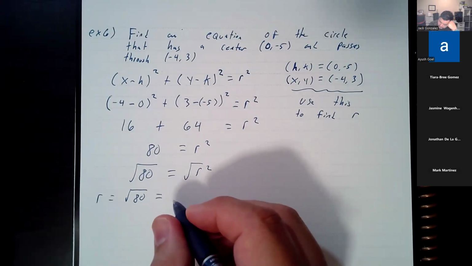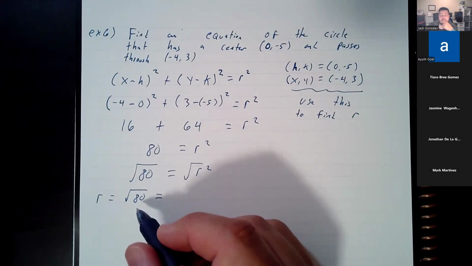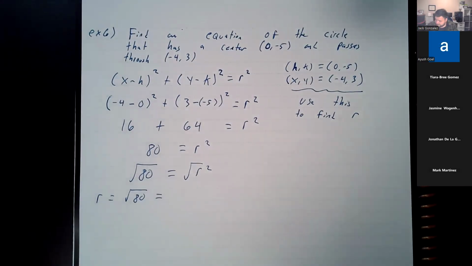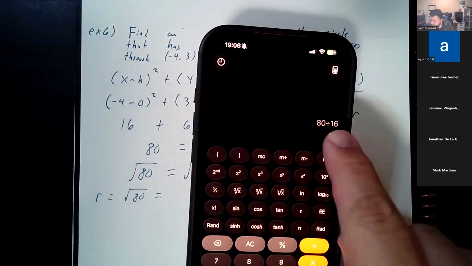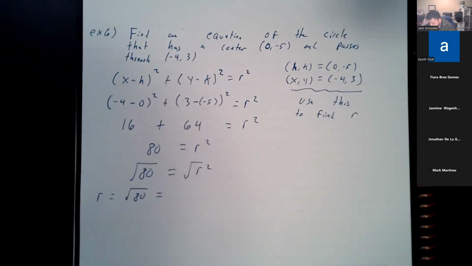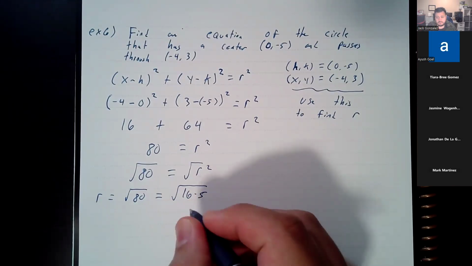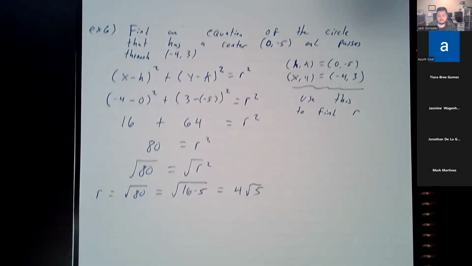Hmm, what goes into 80? What's the biggest squared number? 16? This calculator doesn't work. Let's see. Yeah. 80 divided by 16 is 5. So we can reduce it. Whenever we reduce radicals, we want to factor a perfect square. So the square root of 16 is 4. So this is the prettiest it's going to get.